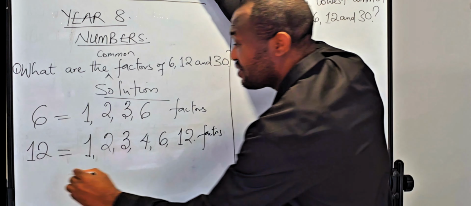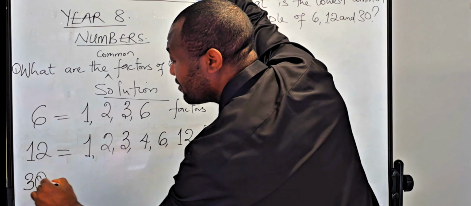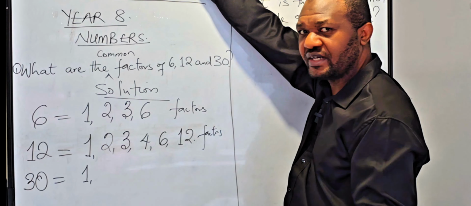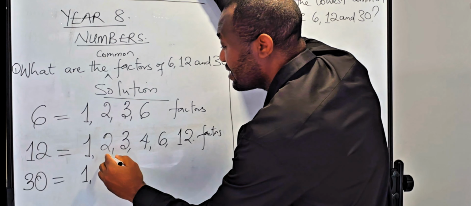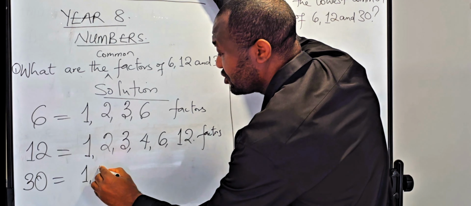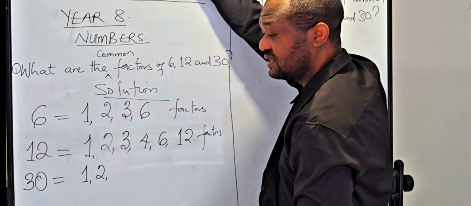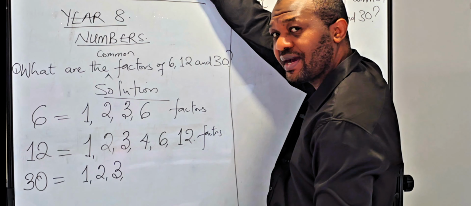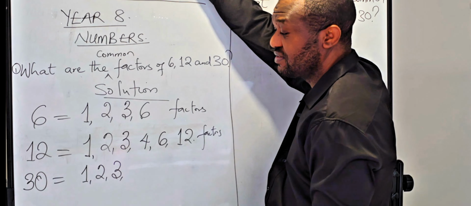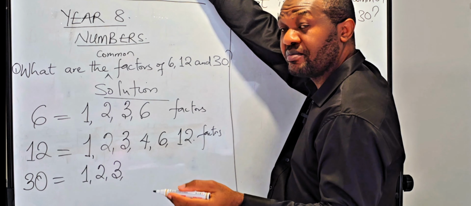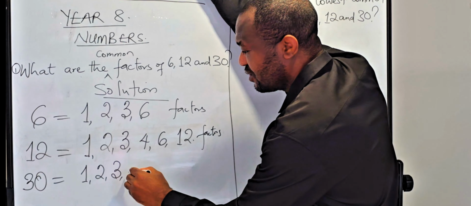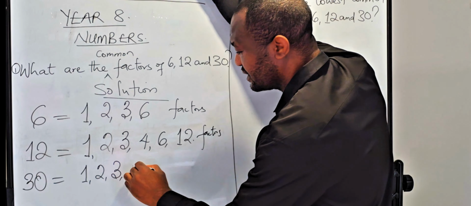You take the last one, 30. What are the factors of 30? 1 can go. 1 is always a factor to everyone. And then 2 can easily divide 30. 3 can go there. 4 cannot, because when 4 divides 30, you'll be left with 7 whole number, 2 over 4, which is not what we want. The one that has got any remainder, we don't want it.